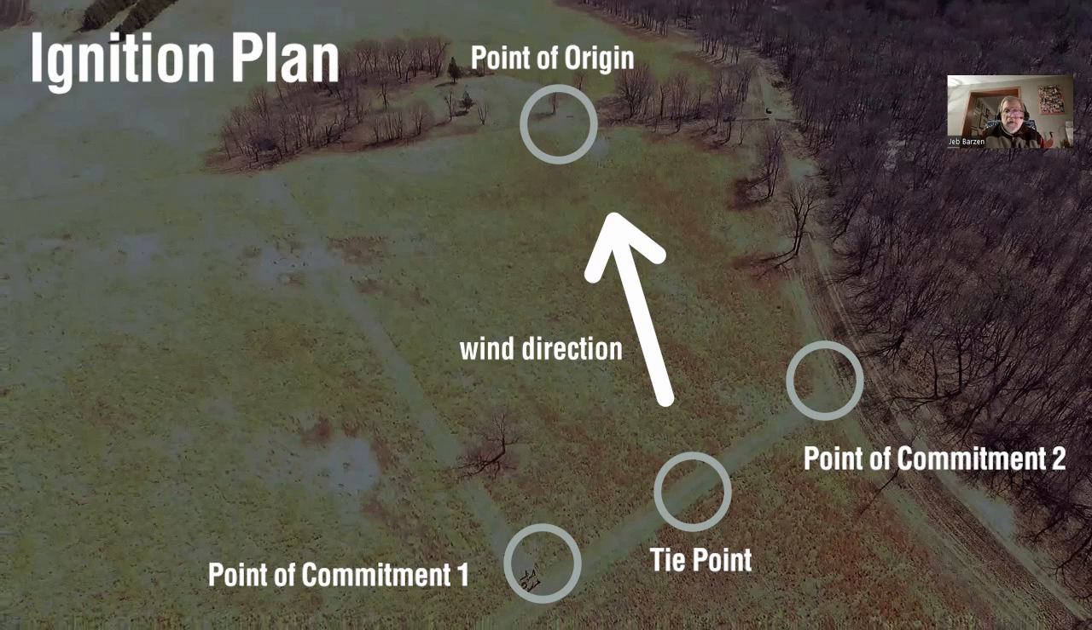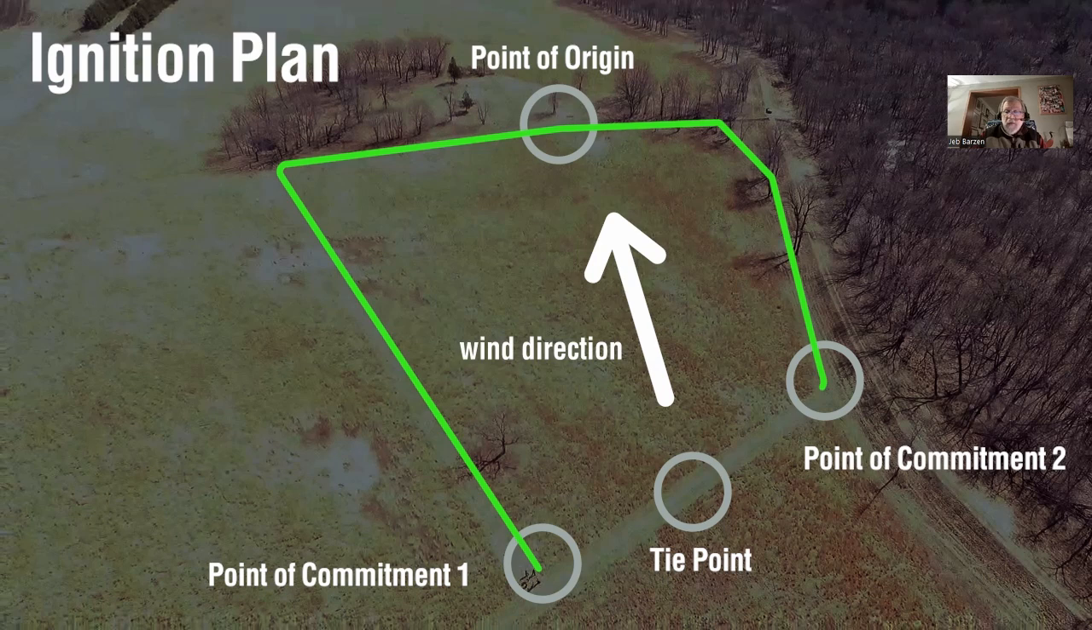And so those are the outlines, or the overall strategy of this prescribed burn that we're talking about while walking the break. The 2 lines go in 2 different directions. They stop, or at least at the point of commitment, they have to make sure they're ready to tie, and then they move to tie. And that is the overall ignition strategy for this prescribed burn.